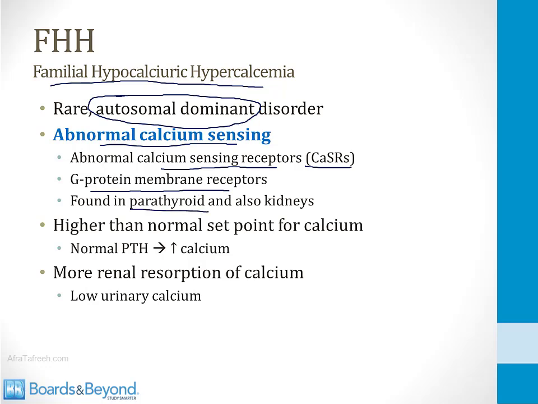And I talked before about how CASRs are found in the parathyroid gland, but you should also know that they are found in the kidneys and also many other tissues.